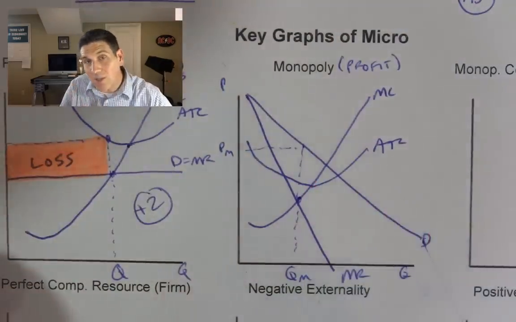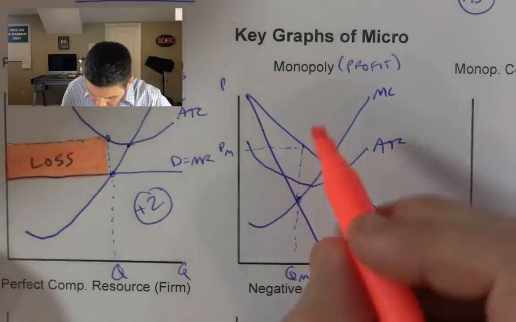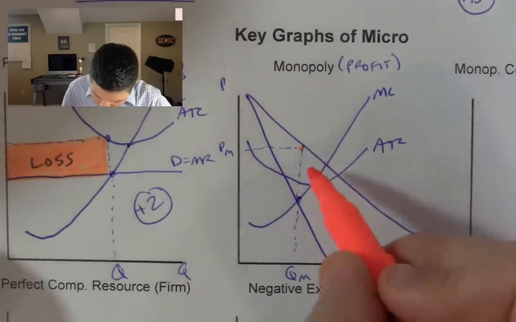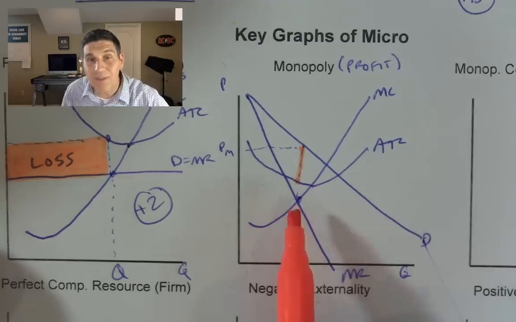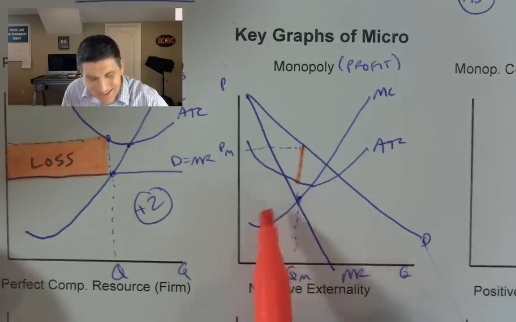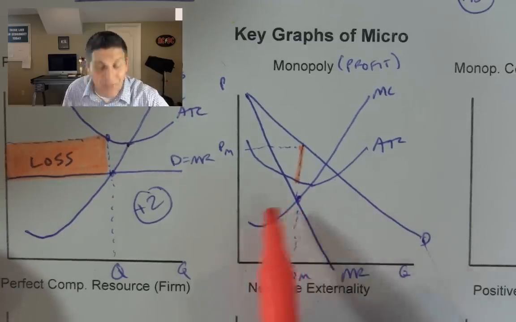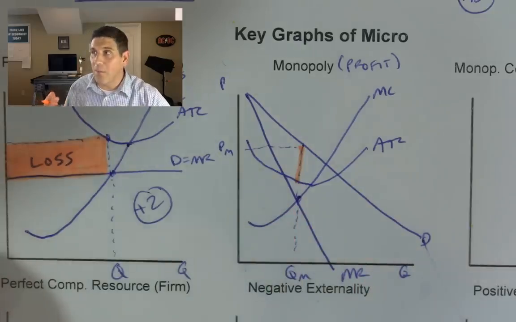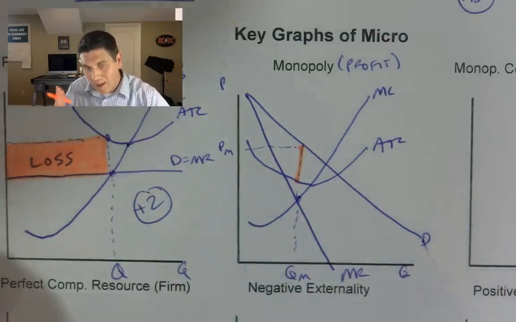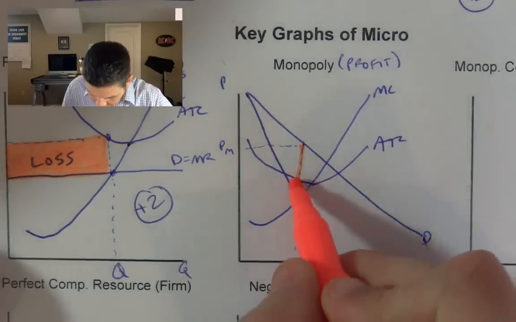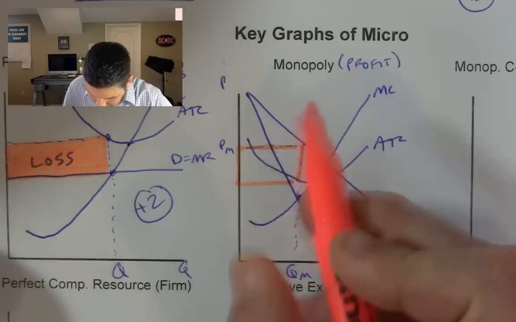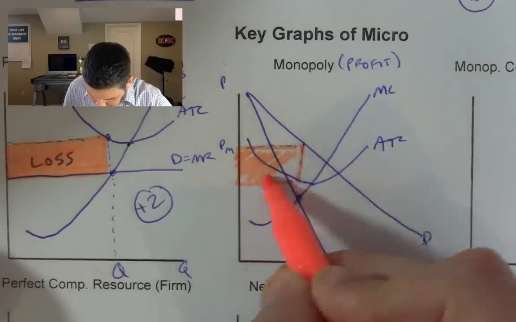Notice, don't look down, look up. If you're graphing, look up real quick. Price down to the ATC, right here. Don't go down to where MR equals MC. That's just silly. That's not the average total cost. That's not the total cost. That's nothing. The marginal cost at the quantity output, you don't use that to calculate anything. This right here is the box, and bam, there's your box of profit.